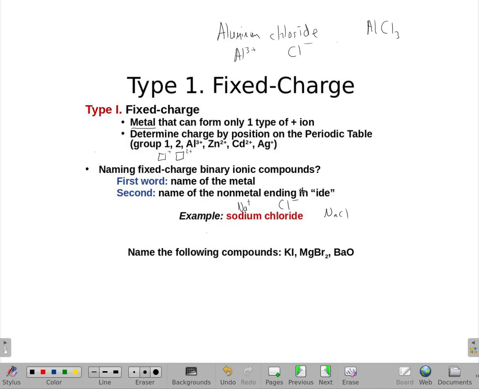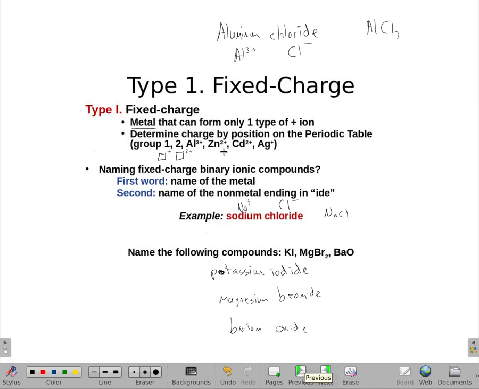Well, that actually makes getting the formula a little bit more tricky. But if I give you the formula and I just ask you for the name, you don't have to do any of that. So KI is just potassium. That's an I. Potassium, because that's the metal. Iodide, because iodine gets turned into iodide because it's part of an ionic compound. Magnesium and bromine. Magnesium bromide. Barium and oxygen. Barium oxide.